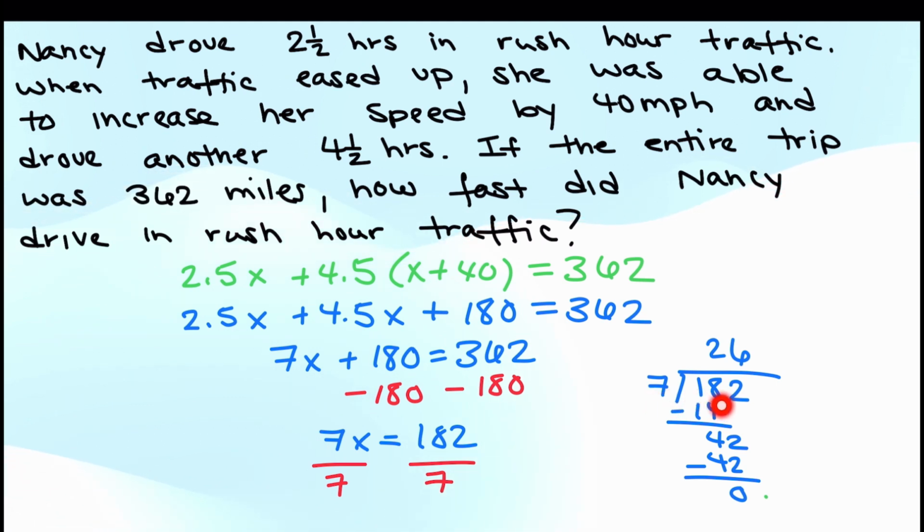7 goes into 18 2 times. 2 times 7 is 14. Remainder of 4. Bring down the 2. 7 goes into 42 exactly 6 times. So x equals 26.